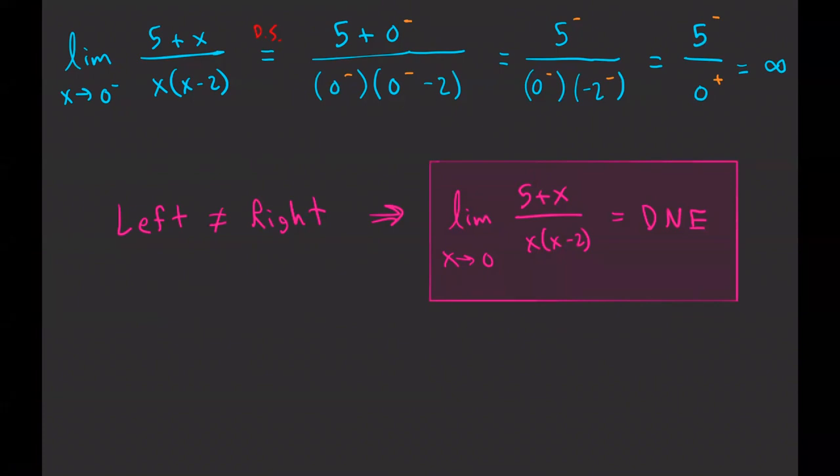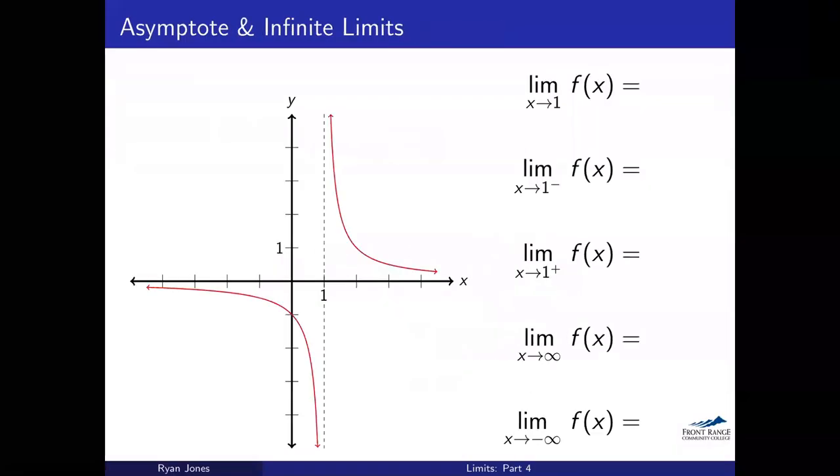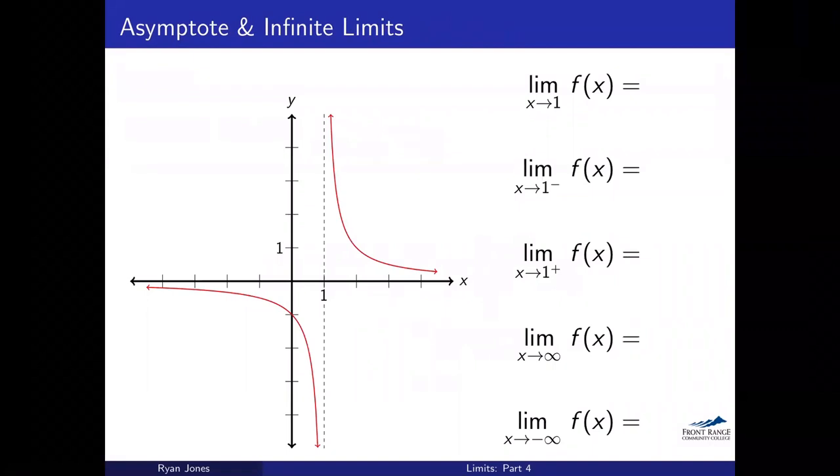You could do things graphically. You can do things algebraically. Algebraic is helpful in some cases like this if it's tough to graph, but a lot of times you'll just be able to graph that limit. So let's go ahead and go to the bridge between these asymptote limits and infinite limits. I'm going to start off by filling in some of these asymptote limits.